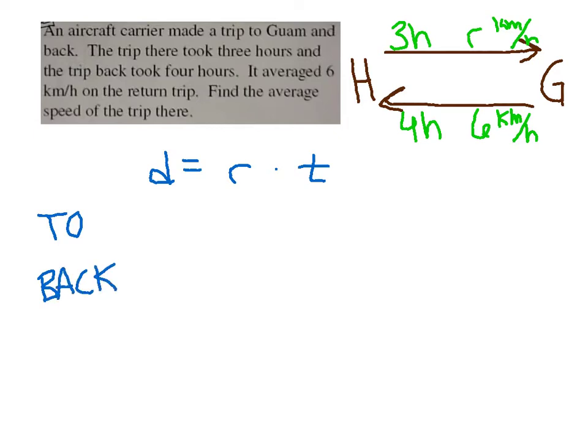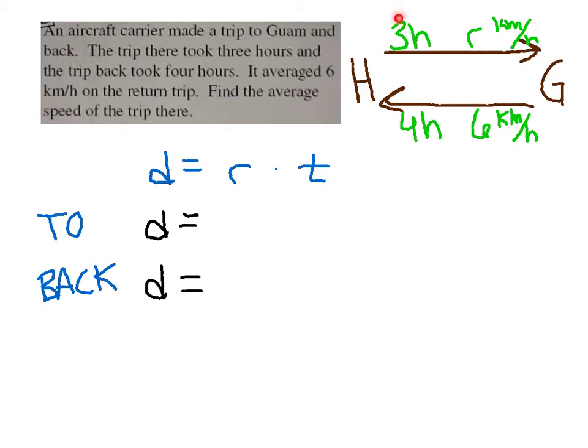What we're going to do is set up two equations in order to solve for R, figure out what R is. So the distance is the distance between home and Guam, and no matter which direction you're going, the distance is always going to stay the same. So I'm going to keep them as D.